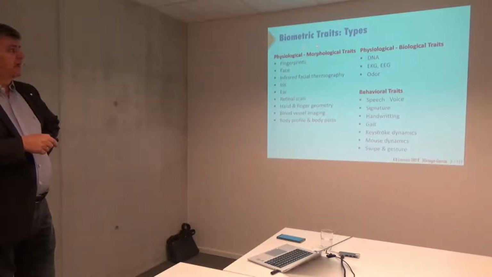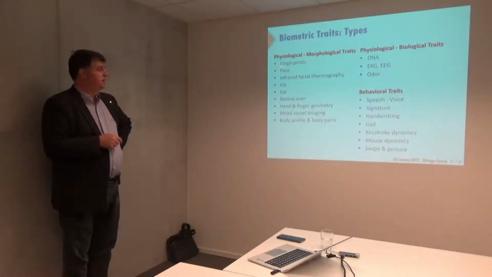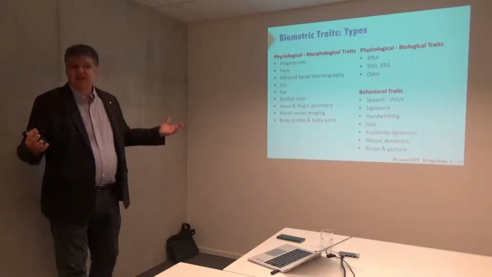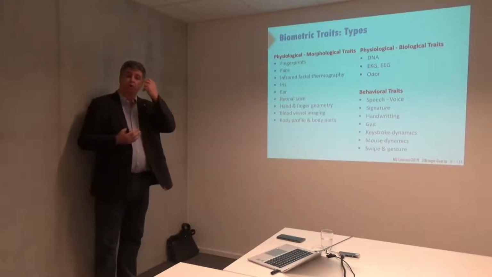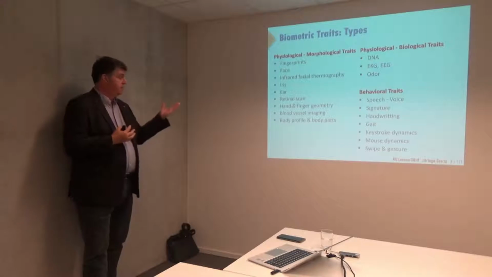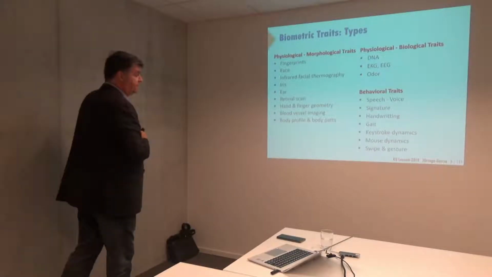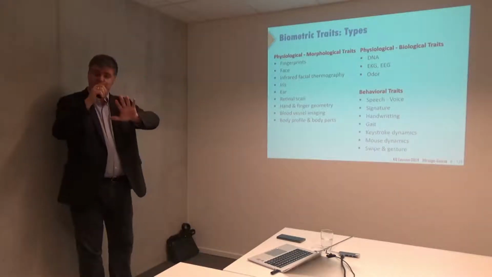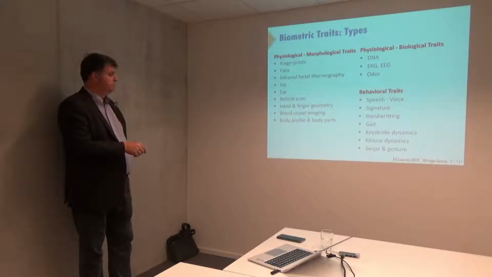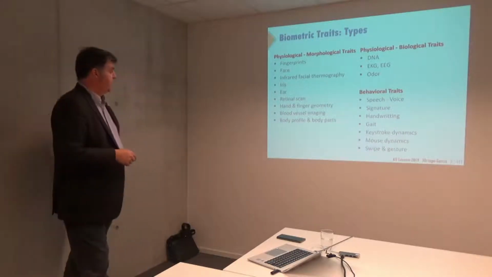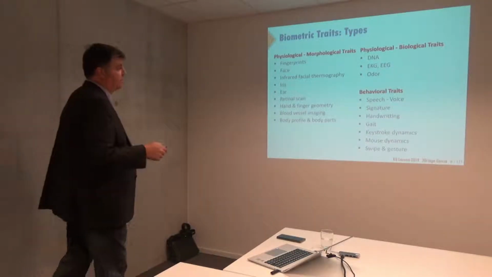What about the types of traits? There are the physiological or morphological traits, like fingerprints, face in any other spectral bands, like thermography, iris, which is the colored part of the eye, ear, retinal scan, which is the back part of the eye, hand and finger geometry, just the geometry, blood vessel imaging, which is taking more and more importance, and body profile, body parts. This is physiological, morphological.